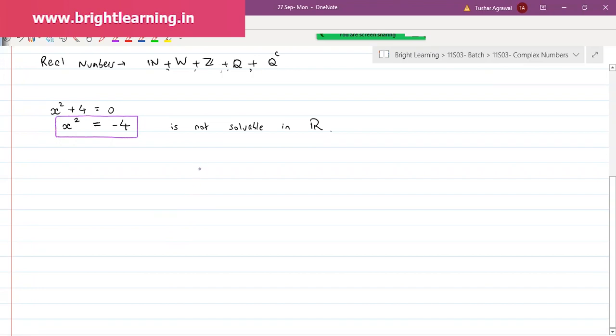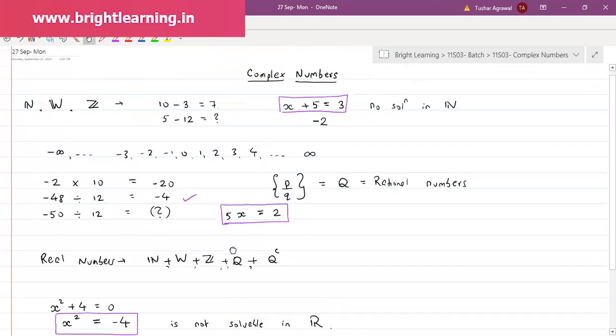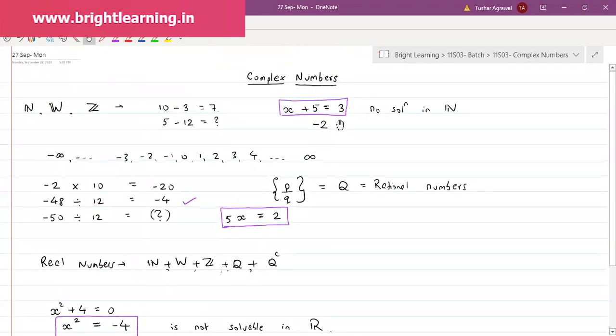Now you may think that if the name itself is imaginary, then these numbers as such do not exist. They are just for solving purposes only. They do not have any significance. So to remove that feeling from you, can you answer this question?